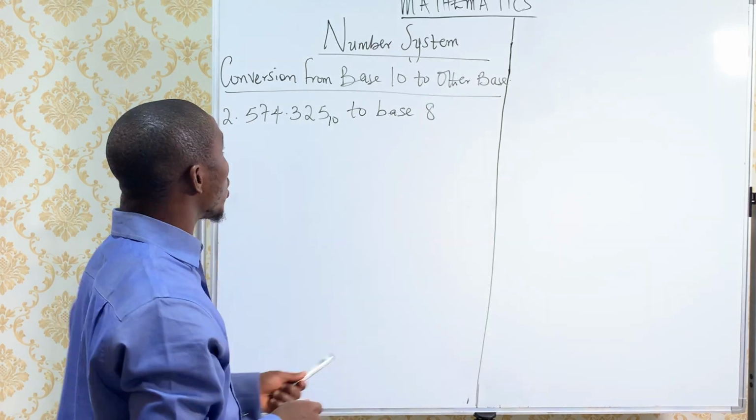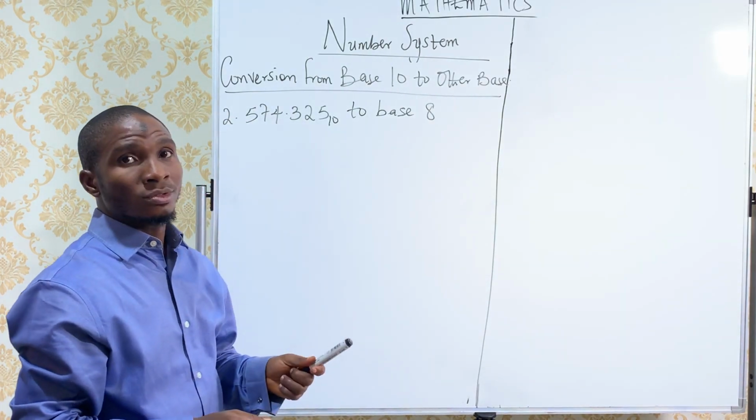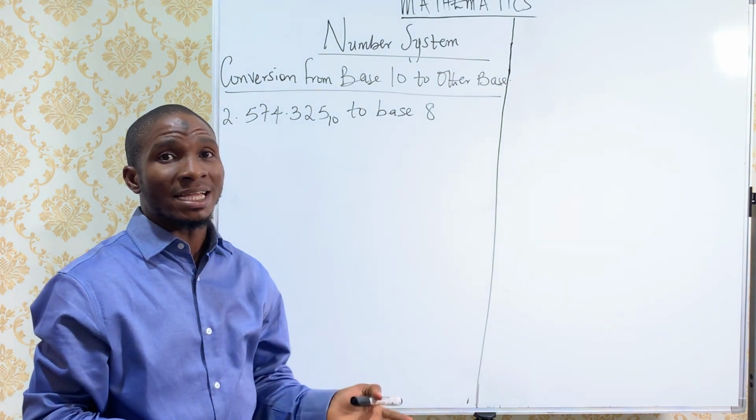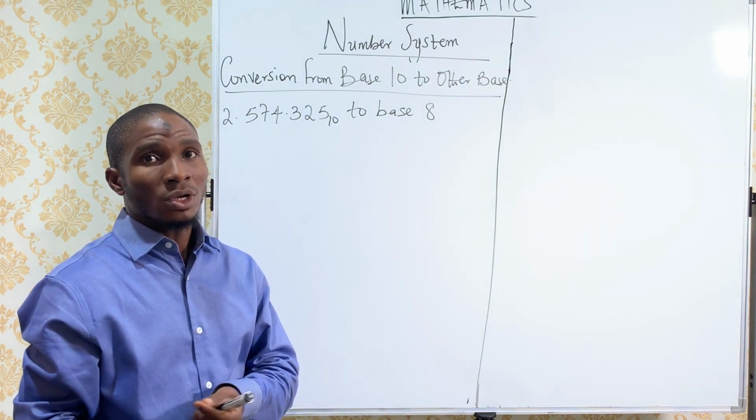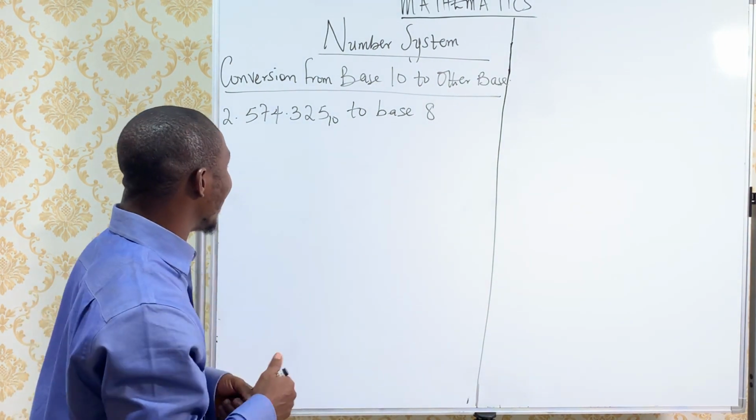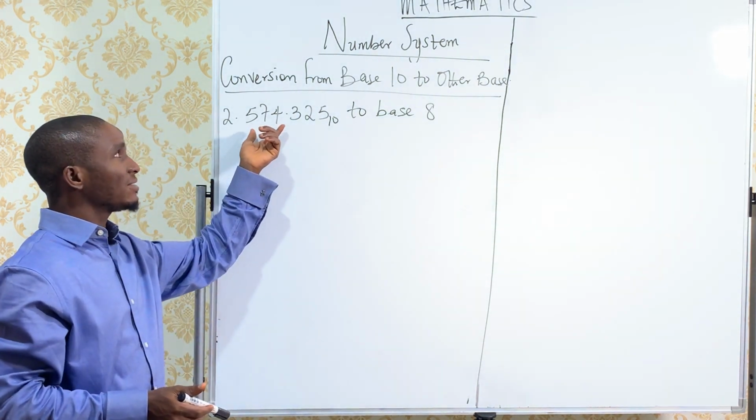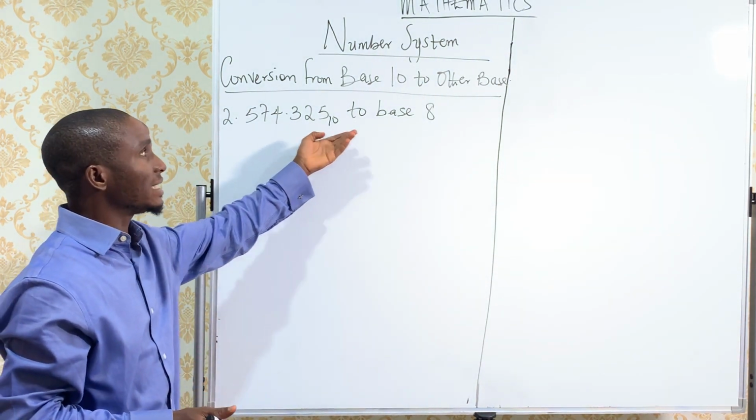Hello class. I want to look at another example that has to do with conversion from base 10 to another base, most especially one that involves a decimal part. Now I want to convert 574.325 in base 10 to base 8.